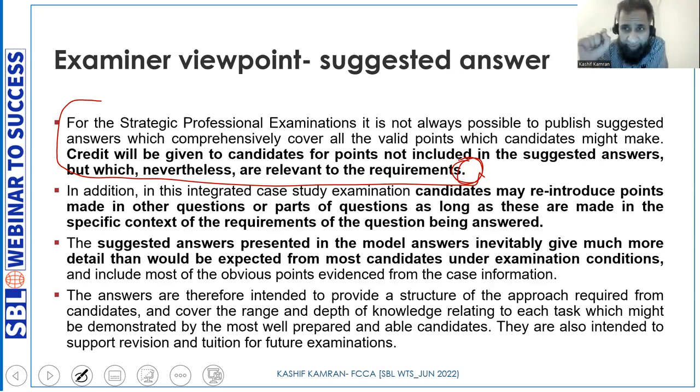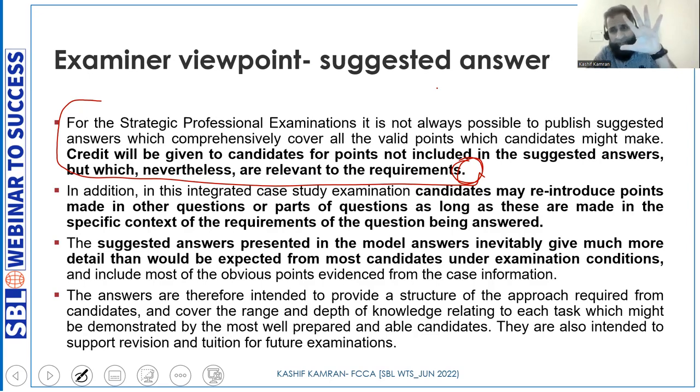Now look at these bullets in front of your screen for reinforcement. For the strategic professional exams, it is not always possible to publish suggested answers which comprehensively cover all the points. See, the examiner is telling this. Even when the examining team writes an answer, that answer cannot include everything. Credit will be given to candidates for the points not included in the suggested answer, but which nevertheless are relevant to the requirement. So the examiner answer is not the best idealization.